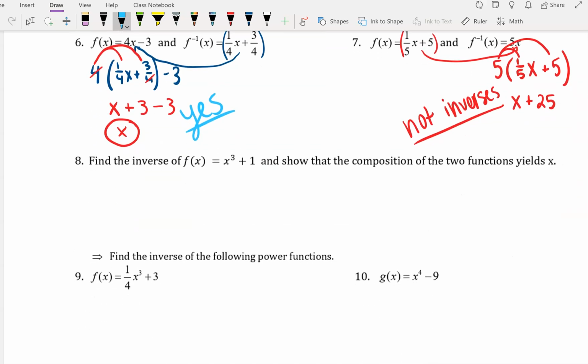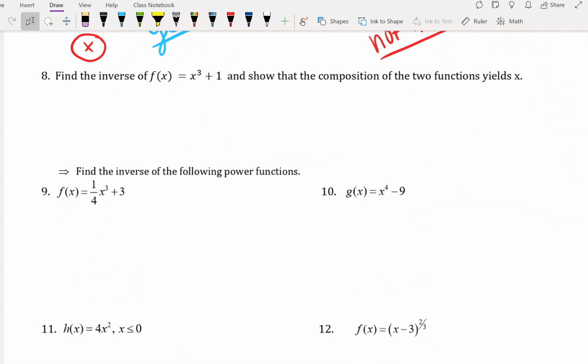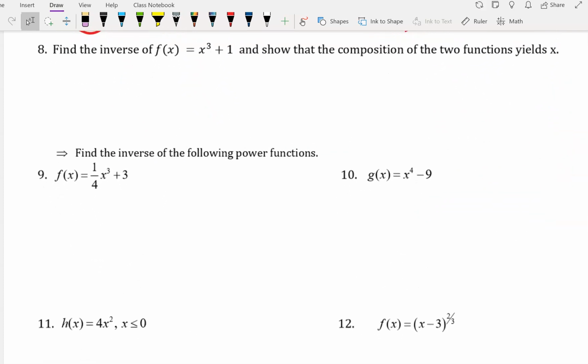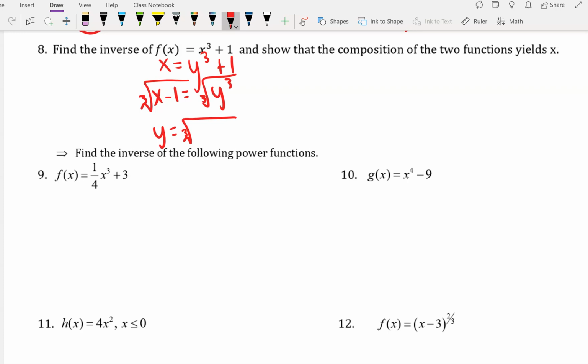All right, so number 8, find the inverse and then show that the composition of the two yields x. So find the inverse and then basically prove that they are inverses by plugging one into the other and getting x. So switch x and y. So it'll be x equals y cubed plus 1. Subtract 1 from both sides. X minus 1 equals y cubed. And then cube root both sides. We get that y equals cube root of x minus 1. Don't need a plus or minus on odd roots. Alright, so that's our inverse.